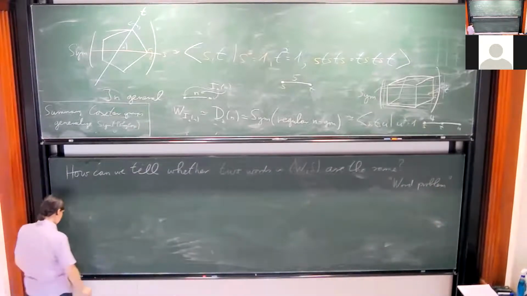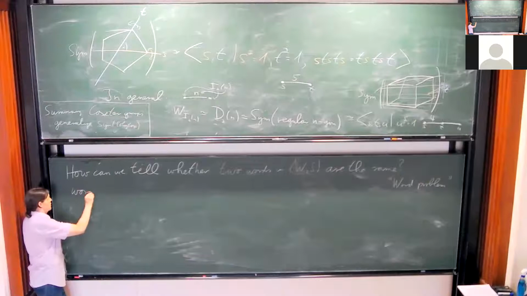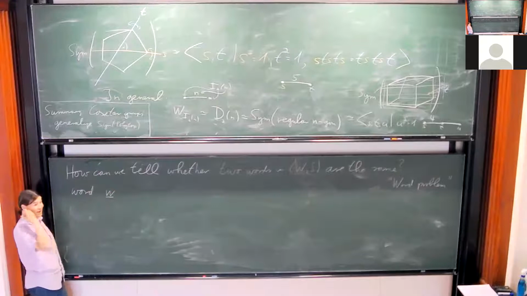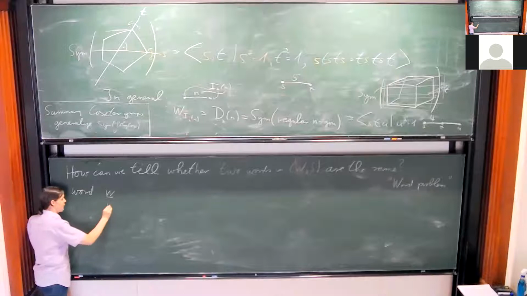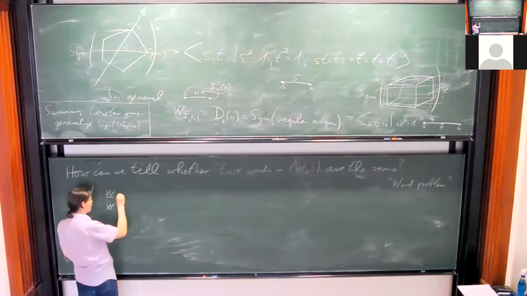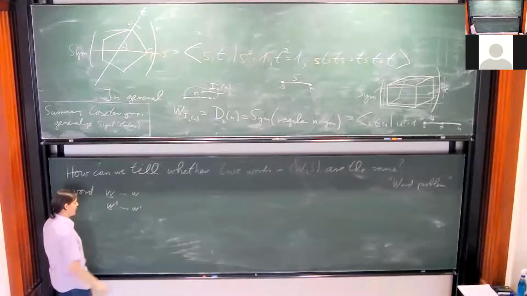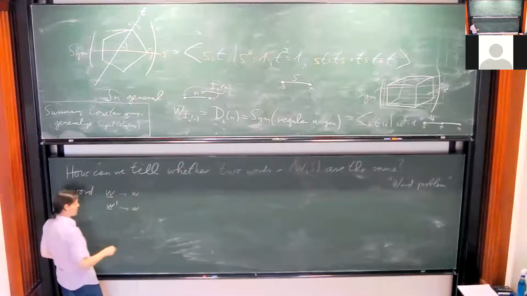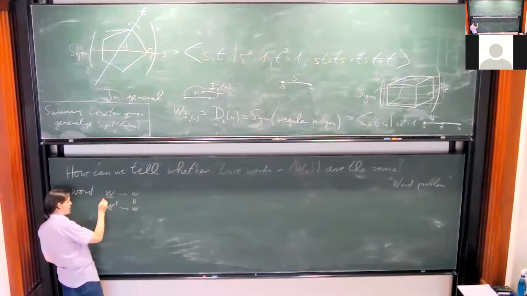Okay, so I'm basically asking: if I have a word in S, let me call it W underline. W is my element of the group, W underline is a specific word representing it. And I have another word, W underline prime, and they're both representing W. Well, they should be the same, but how can I tell?